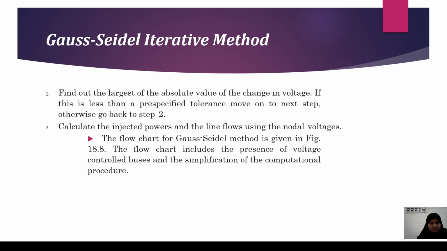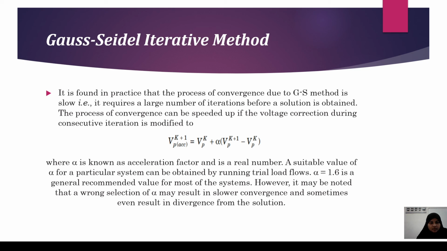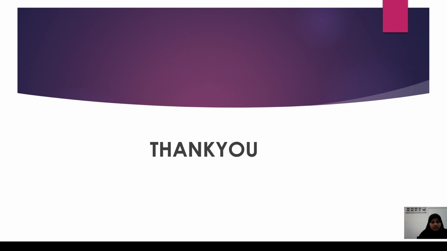And the process of convergence can be speeded up if the voltage correction during consecutive iteration is modified to Vp accelerated K plus 1 is Vpk plus alpha, Vpk plus 1 minus Vpk. Alpha is the acceleration factor and it is a real number. And after doing so many trial load flows, we have found out alpha value to be 1.6. It is recommended for most of the systems. But we have to note one point, that wrong selection of alpha will result in slower convergence and sometimes even result in divergence from the solution.